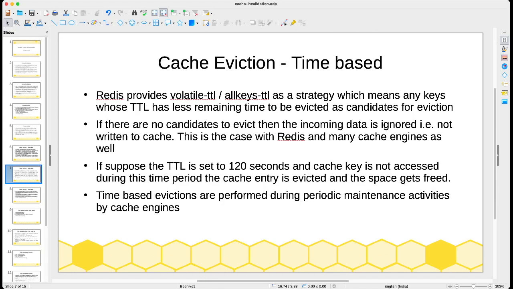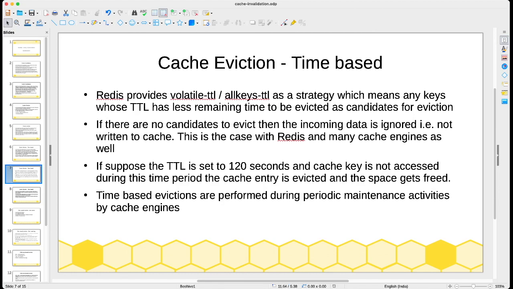Time-based evictions are performed during periodic maintenance activities by caching engines. So what are periodic maintenance activities? A caching engine may have a background job which will wake up and run like a garbage collection process. It will mark all those entries which are candidates for eviction, and the keys will get expired or the data gets flushed out. That's what is meant by a periodic job.